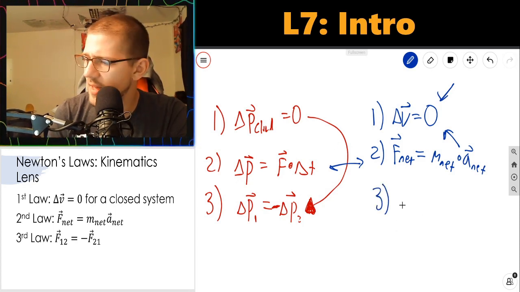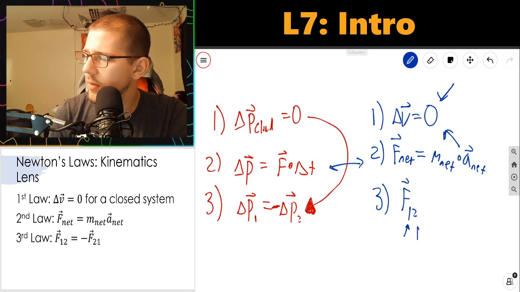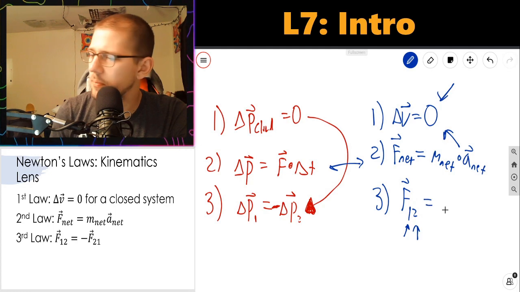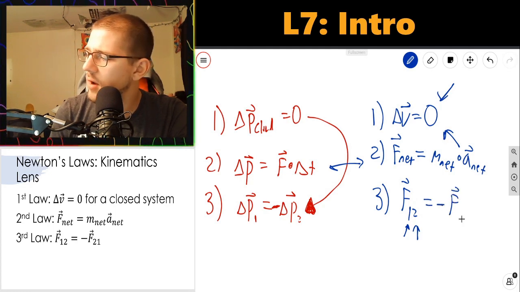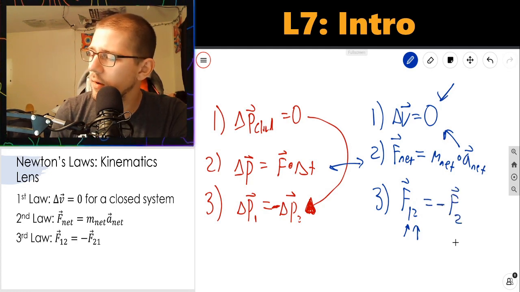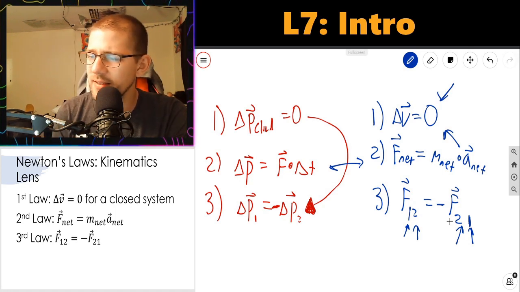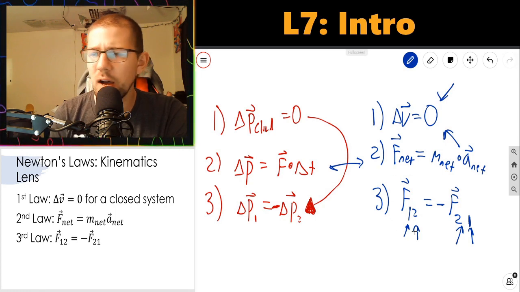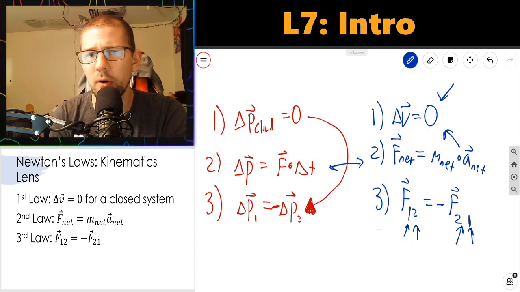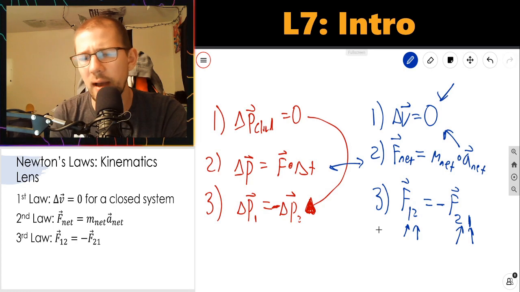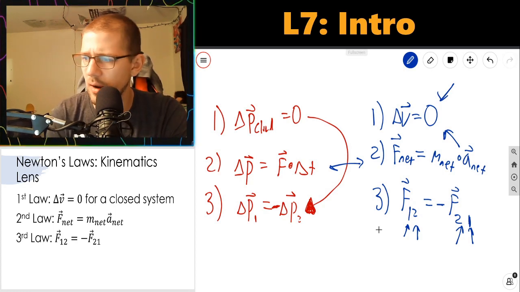The third law says that forces that act from one object on another object are mirrored by a force that acts on the second object by the first object. The common physics statement that gets blown out of proportion all over the place is that forces come in equal and opposite pairs, or for every action there's an equal and opposite reaction. Those are the words that people often use to describe this law.